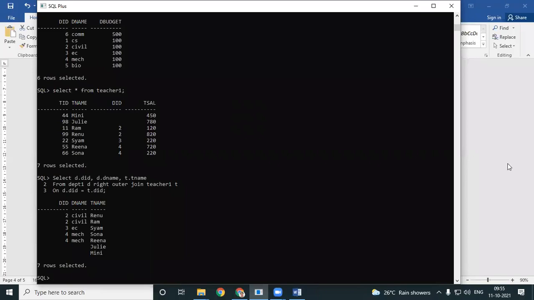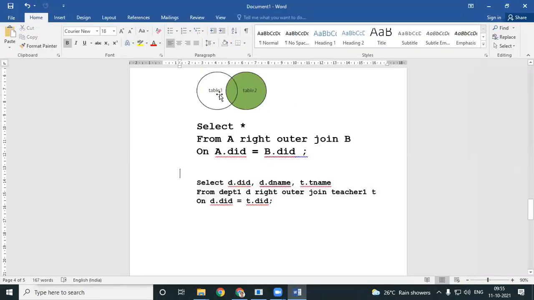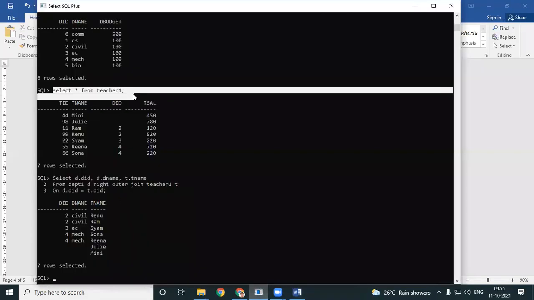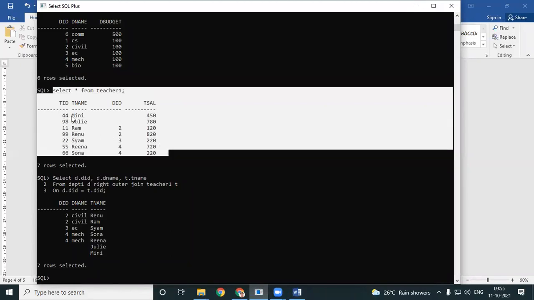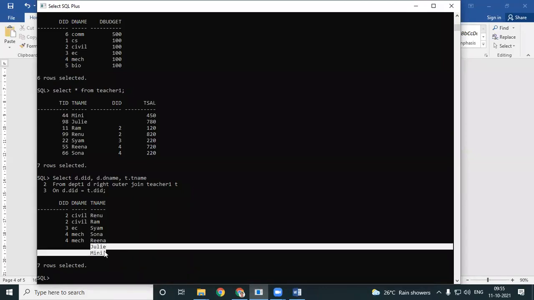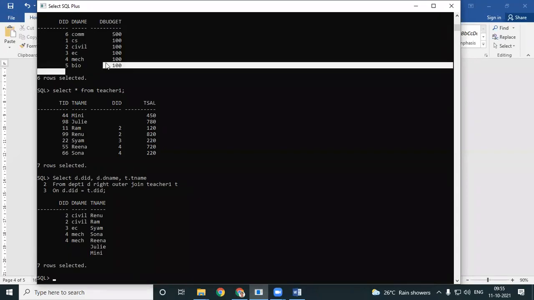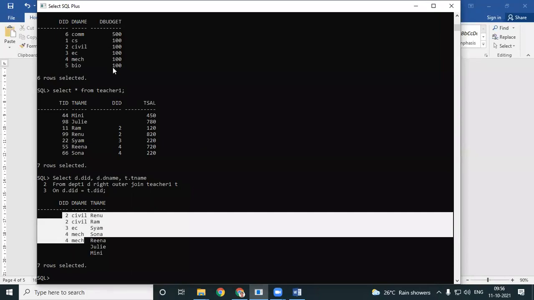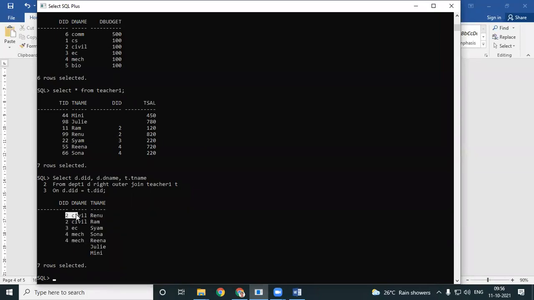Now look here, right outer join, what happens? All the entries in my table 2, regardless of whether it is connected, whether it is null, I'm not bothered. Look here, Minnie, Julie, this is my table 2, teacher 1. Minnie, Julie, they also come in because they are portions in my teacher 1. I cannot simply do away with them. Julie, Minnie comes, plus the entries in my first table, only the connected things. Commerce, CS and bio, they do not apply, they do not come over here. Only the things which have the corresponding entries in teacher 1, they come.